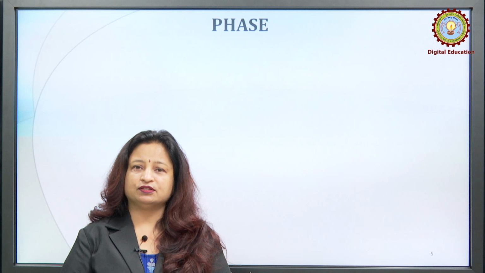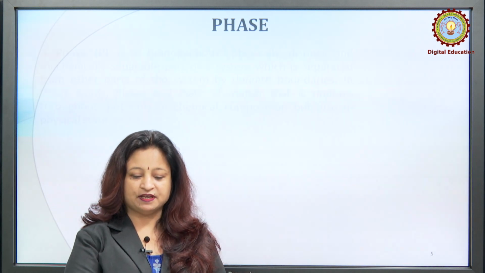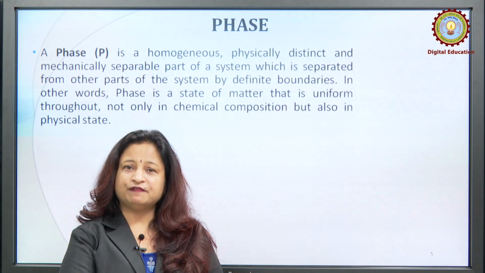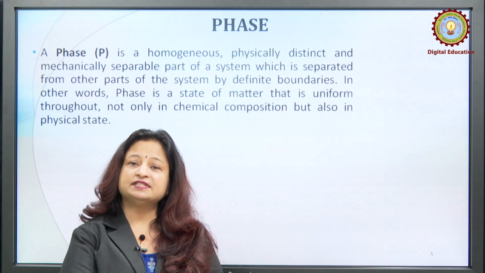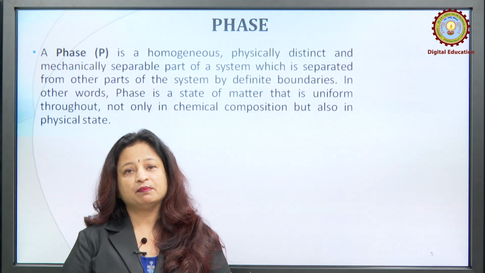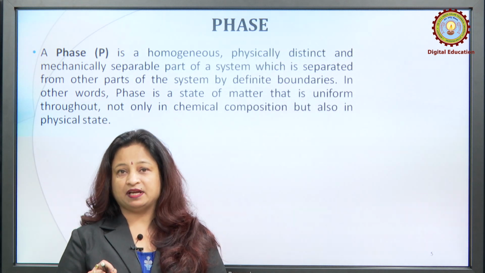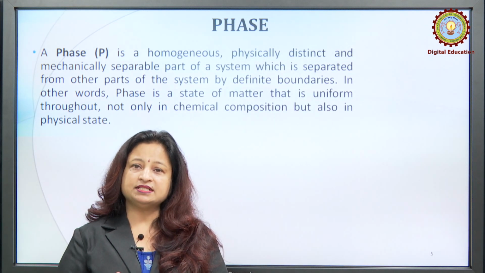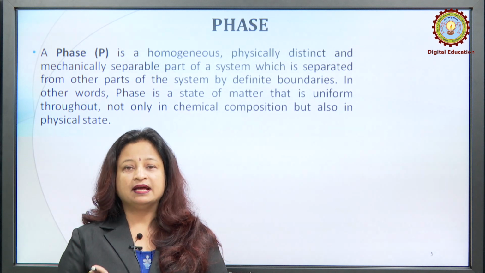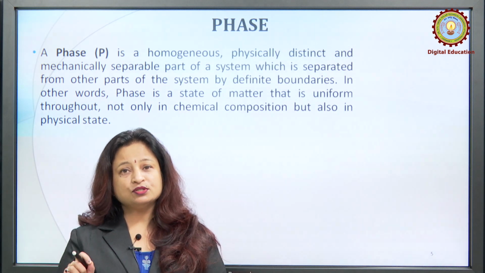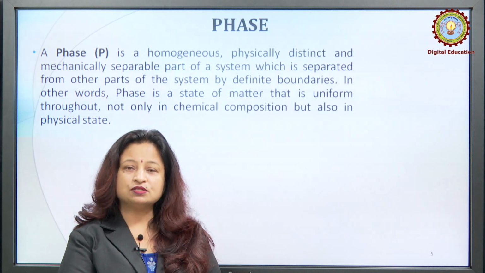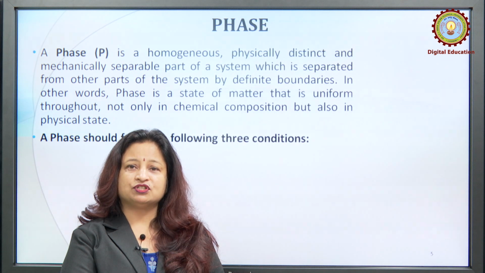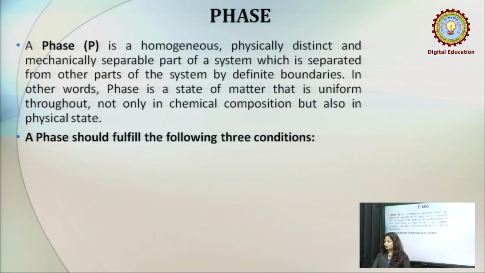Let us move ahead. The first important term is phase. Now how do we define a phase? You can see in the slide. A phase is a homogeneous, physically distinct and mechanically separable part of a system which is separated from other parts of the system by definite boundaries. In other words, phase is a state of matter that is uniform throughout, not only in chemical composition but also in physical state, right?